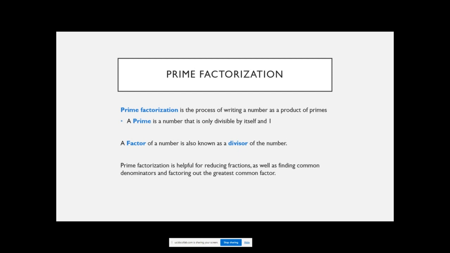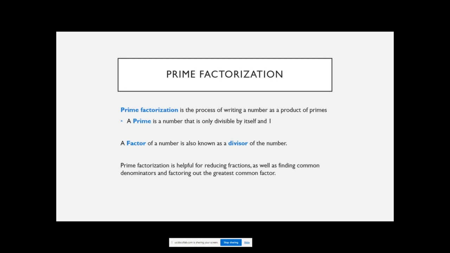So if you can divide a number into it, it's not a prime number. So prime factorization is taking a number and rewriting it as a series of prime numbers multiplied together. And this is important because this is one technique for simplifying fractions.